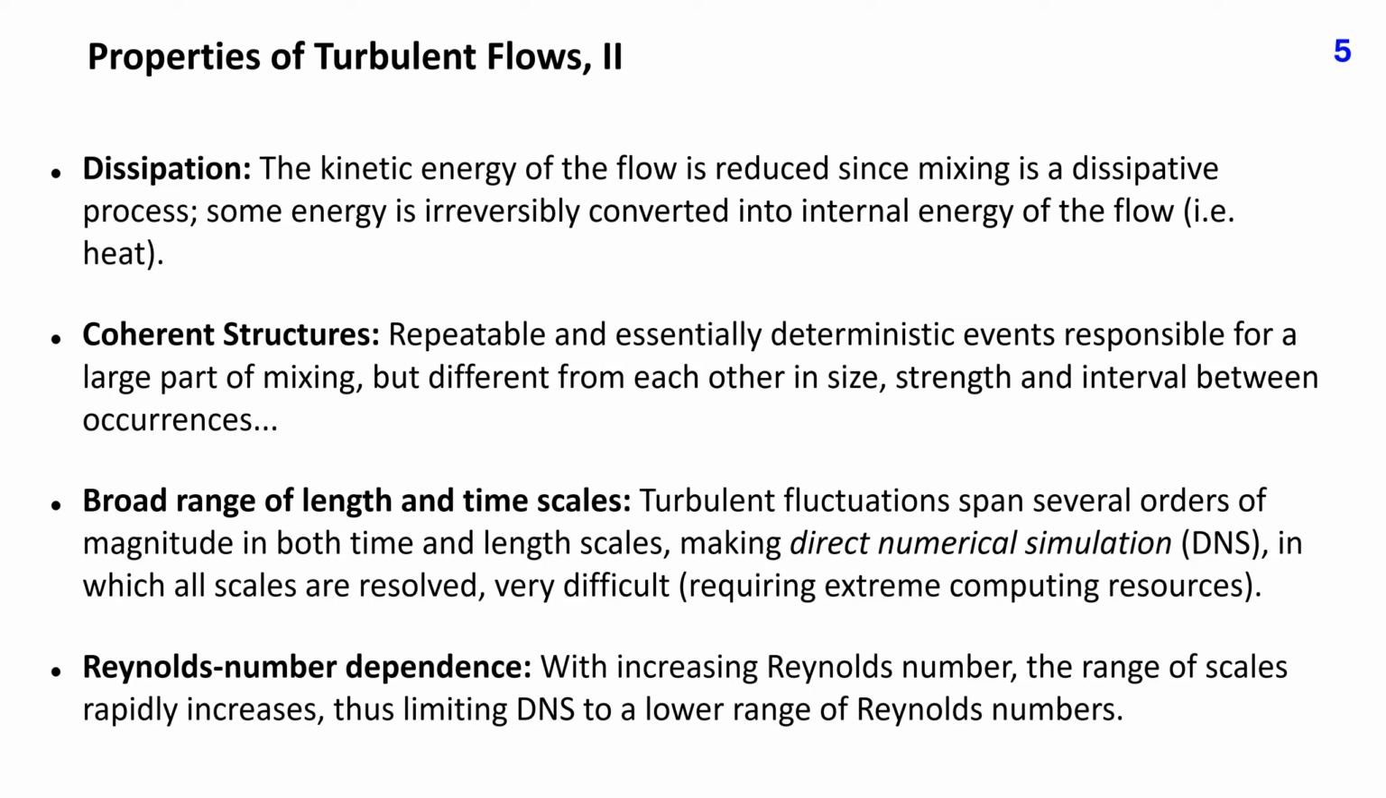Turbulent fluctuations span several orders of magnitude in both time and length scales. This makes direct numerical simulation, called DNS, in which all scales are resolved, very difficult because extreme computing resources are required. Reynolds-number dependence of time and length scale ranges in a turbulent flow is one of the greatest challenges for the simulation of such flows. With increasing Reynolds number, the range of scales over-proportionally increases, and thus also the required resources for simulation. Thus, in practical applications, direct numerical simulation is limited to a lower range of Reynolds numbers.